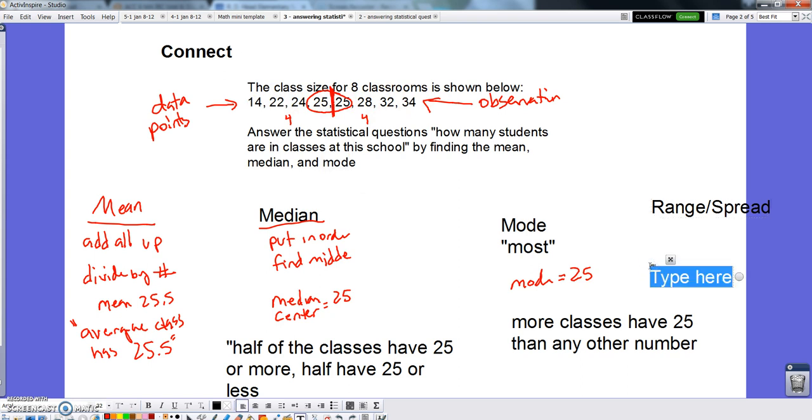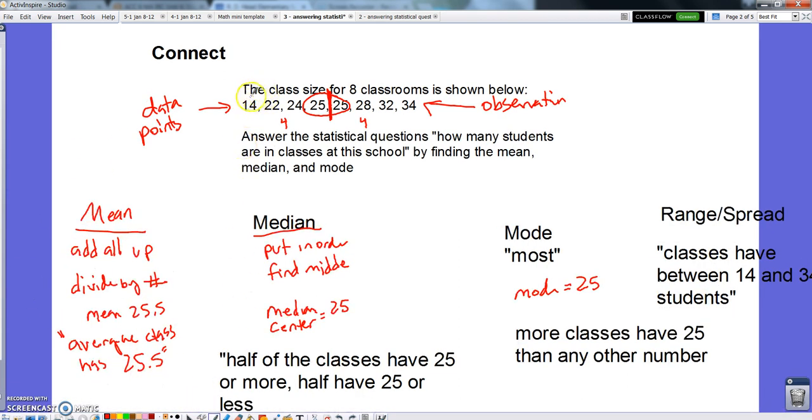So we would say here, before I calculate it, I would say, classes have between 14 and 34 students at this school. That's kind of what I want to say, right? They have between 14 and 34 students. And what I'm going to do to find the range is just kind of think about how far apart those are. The distance from 34 to 14, which is a range of 20, we would say. These have a 20 student spread, a spread of 20 from the smallest to the largest class.